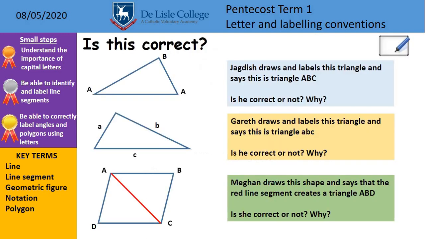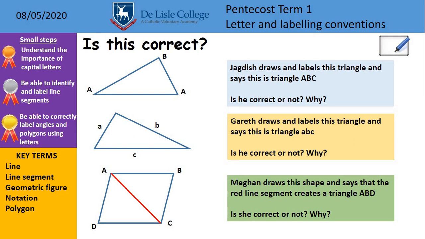So Jagdish draws and labels his triangle and says this is triangle ABC. Is he correct or not? What is the issue with that? Then Gareth had a go, and then Megan had a go at some shapes. I want you to see if they're correct and what mistakes they've made if you say no. Jagdish has made the error where he's called it A, B, and then another letter A. We need 3 separate letters, so we should make it A, B, C.